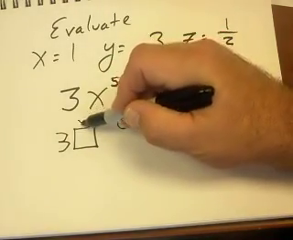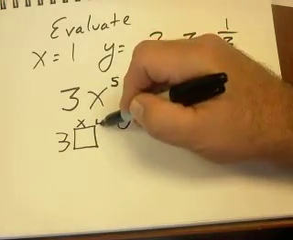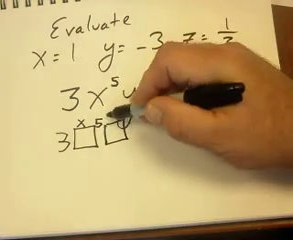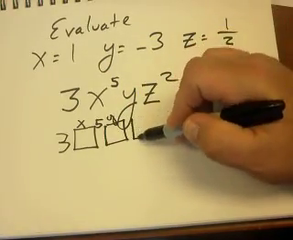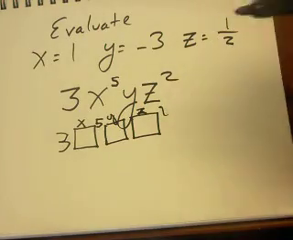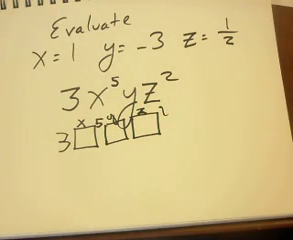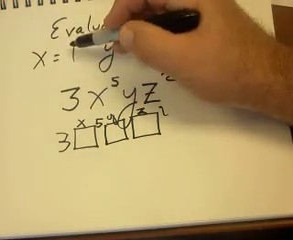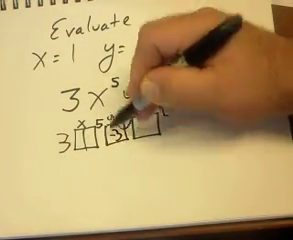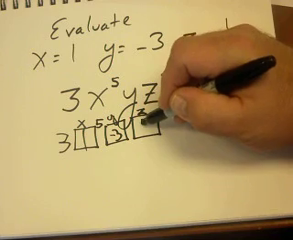That's where my x was, so I'm going to label it x, and I know this is to the 5th power. I've got a box next to it. That's the y box. That's empty. And then finally, I've got my z box. Label it z, and that one's squared. So now I plug in the variables. For my x, I have 1. For my y, I have negative 3. And for my z, I have 1/2.